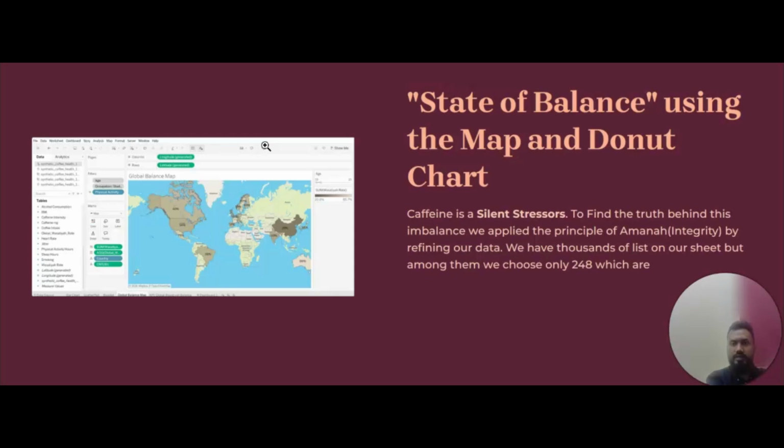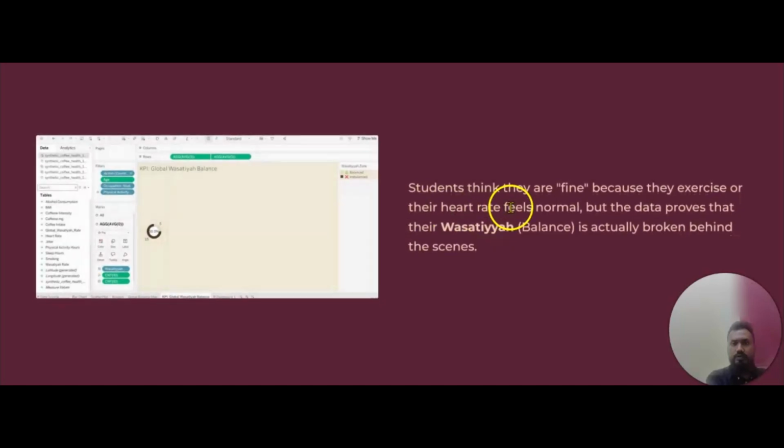To find the truth behind this imbalance, we applied the principle of Amana by refining our data. We have thousands of lists on our sheet, but among them we only choose 248, which are mainly the students. So they think they are fine because they exercise or their heart rate feels normal, but the data proves that their wasatiyah, the balance, is actually broken behind the scene.